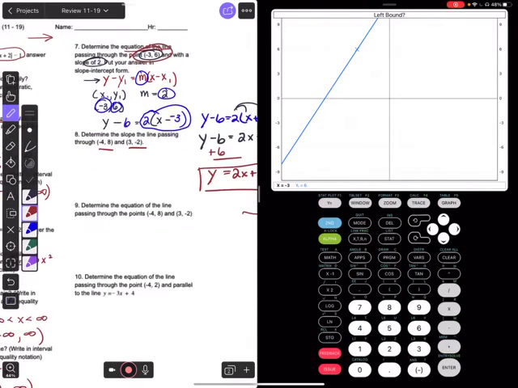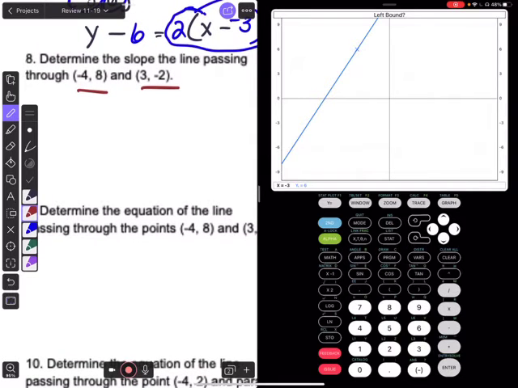Problem number 8, find the slope of this line. Okay, so they just give you 2 points. Here's our slope equation.